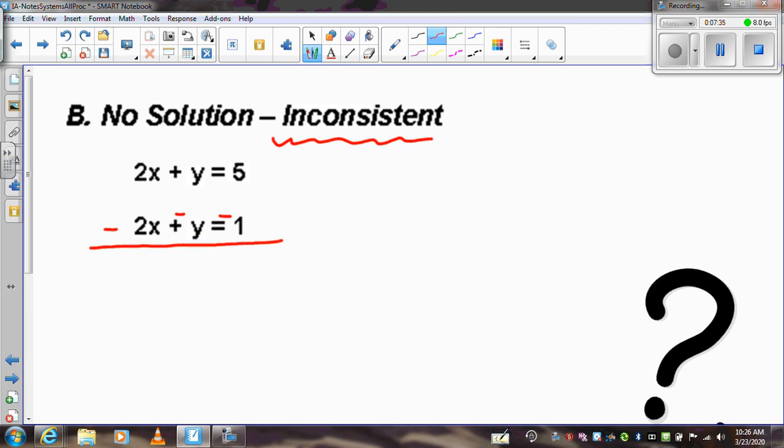It's the same thing. Now I end up with 2x minus 2x, which is 0, and y minus y, which is also 0. That leaves me with nothing on the left. On the other side, I end up with 5 take away 1, which is 4. Okay, so when does 0 equal 4? Never. This is never true. What this means is there is no solution.